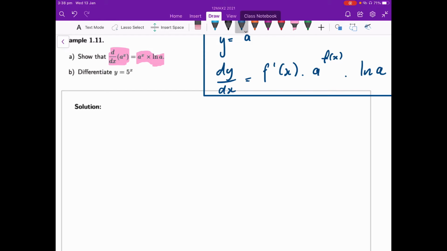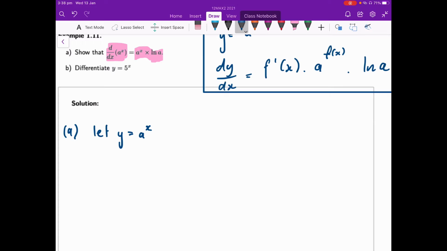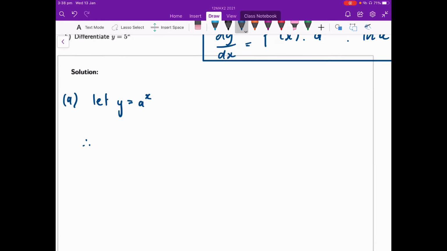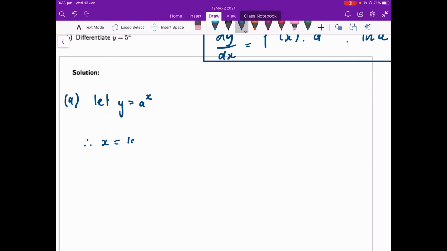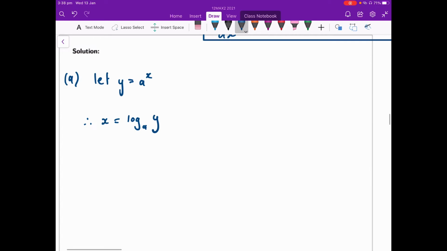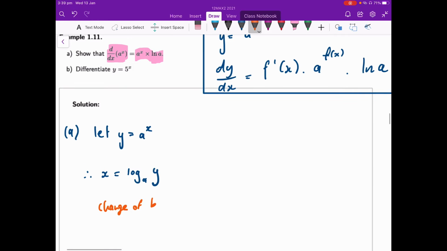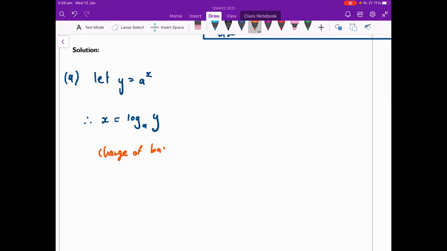So let's prove this. The very first thing I'm going to do is let y equal a to the x. Therefore, I can rearrange this so I have the power at the front: x equals log to the base a of y. Now I'm going to use the change of base, because I want this with respect to x. So I want y equals something, and then I'm able to differentiate that. So here I'm going to change the base.